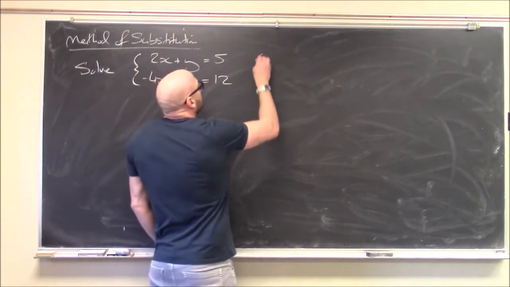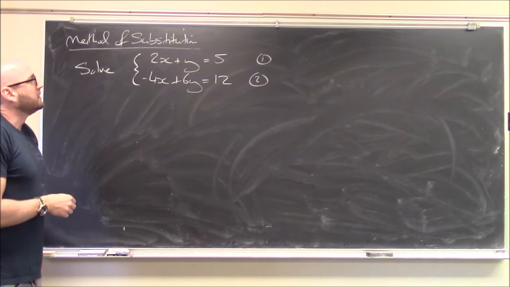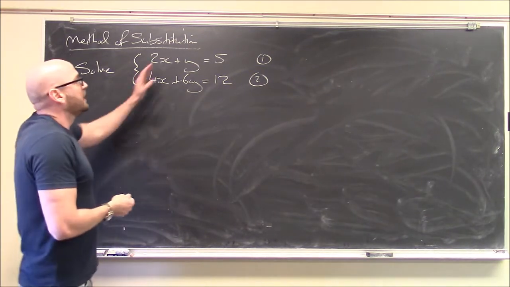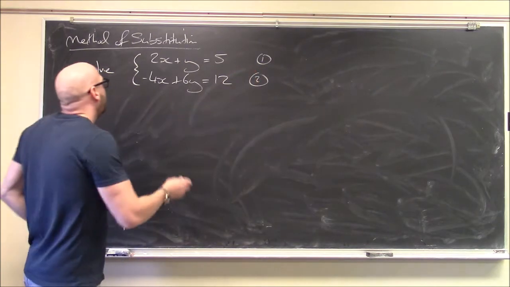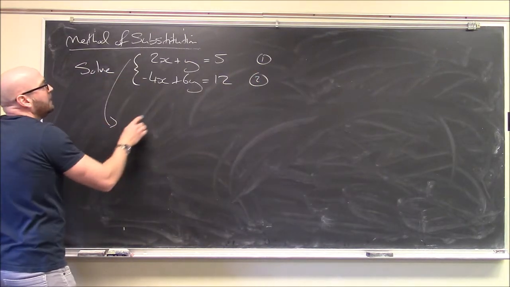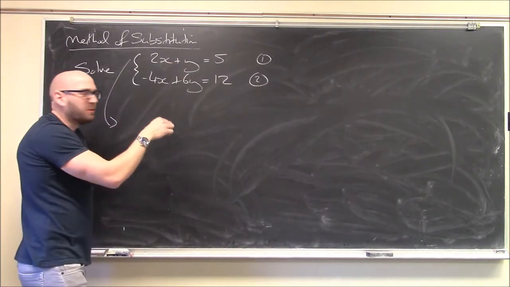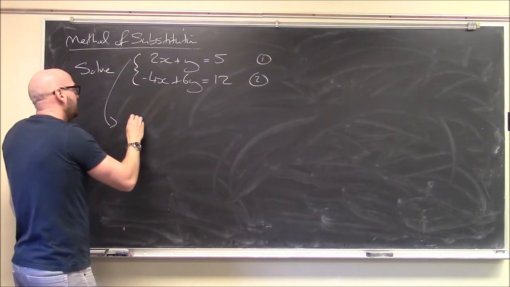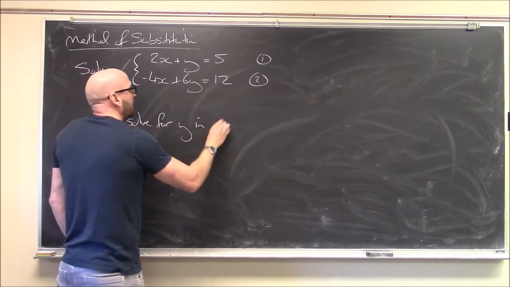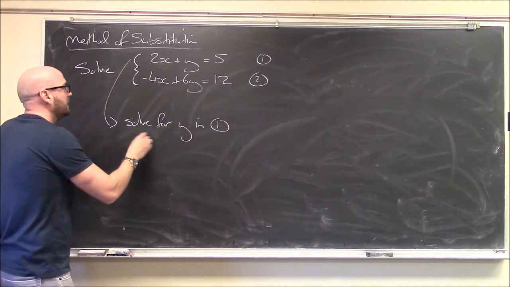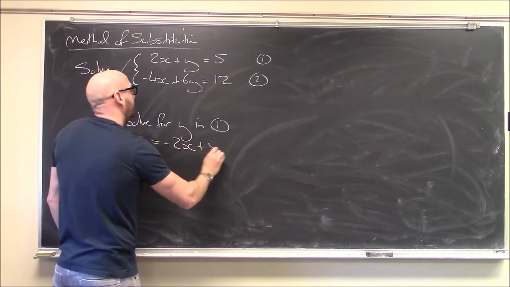Let's give these equations names. We'll call these equations 1 and 2. Substitution is essentially choose any equation that you want and solve for one variable in terms of the other. So how about here, let's just solve for y, because y doesn't have any coefficient in front of it, so it's easy to solve for y in this equation. So we're going to solve for y in equation 1, and that gives me y is minus 2x plus 5.